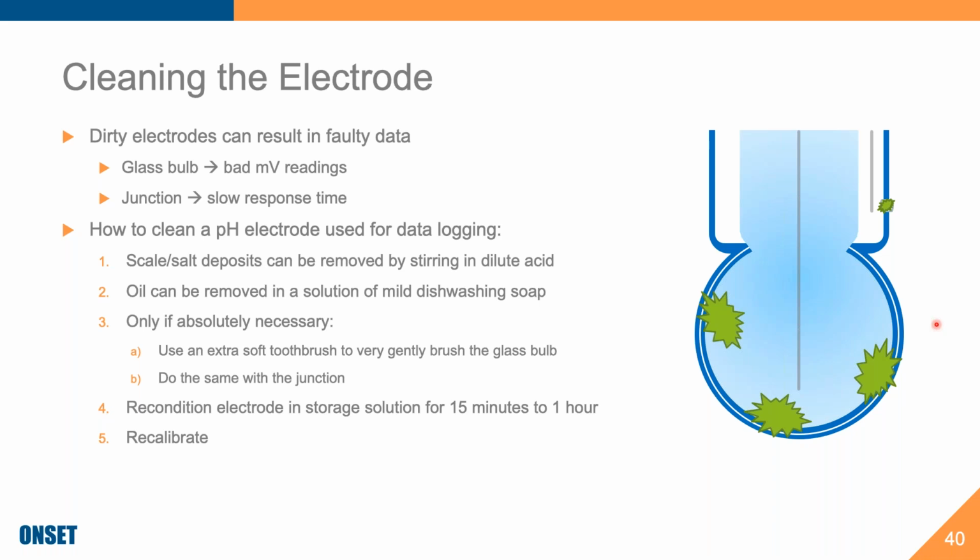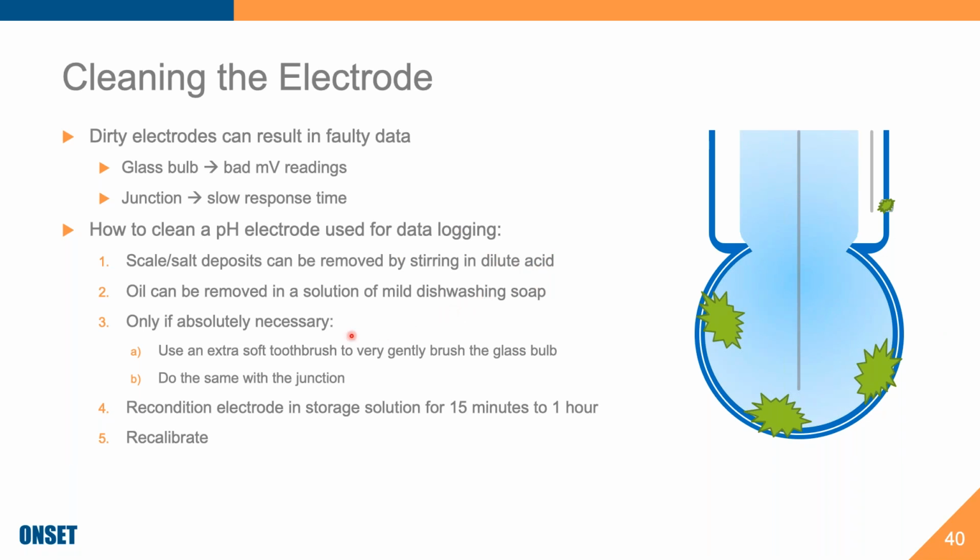If for some reason there's oil around your glass bulb, so maybe it got contaminated because you're monitoring in an oil spill, recognizing that pH is pretty much not accurate or repeatable in terms of measurements in non-aqueous solutions. But if there's oil on your glass bulb, then you can remove it by swishing in a mild dishwashing soap, keeping in mind again that this will require reconditioning afterwards.